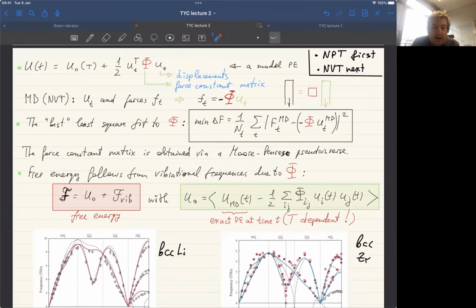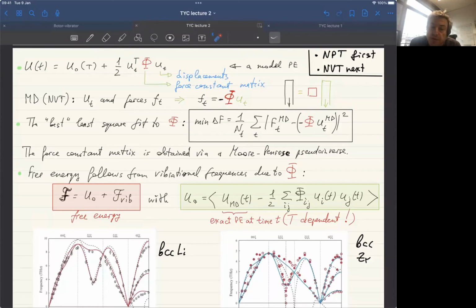Okay, so what are the main ideas of this method? Just one slide. Suppose you would be able to run, for the given temperature and pressure, a molecular dynamics simulation in the NPT ensemble. You would then determine, by averaging your results after the equilibration of the system, what your crystal lattice is, what your unit cell is, what the lattice parameters are, and where atoms are in that lattice on average.